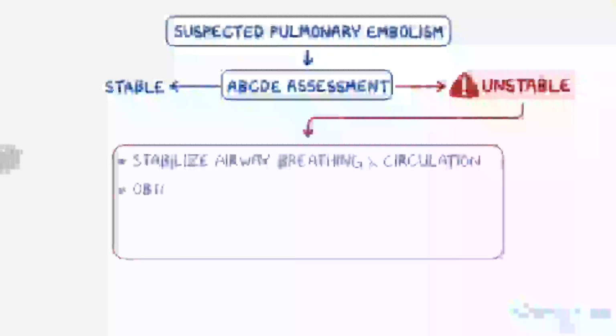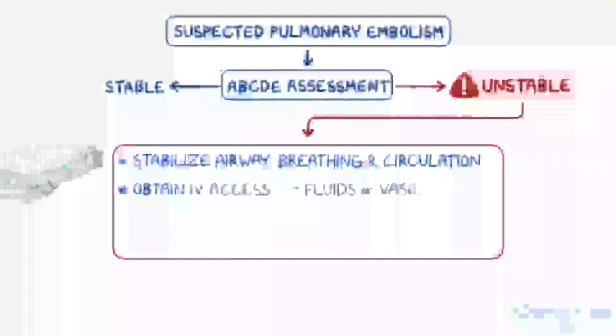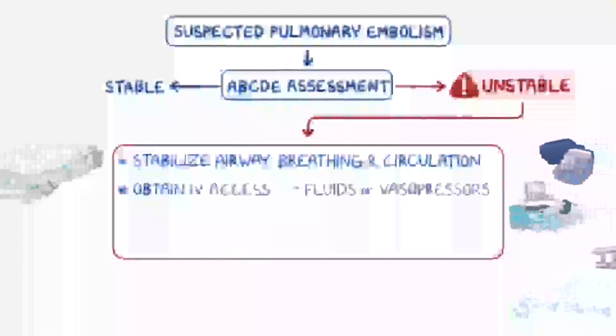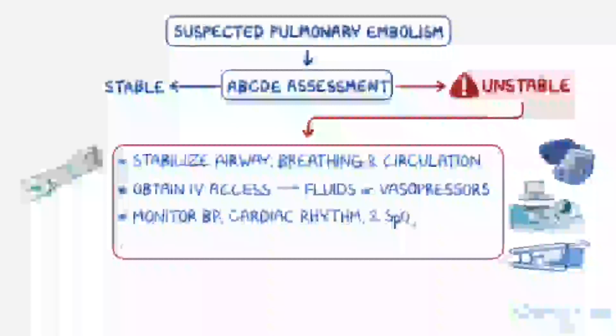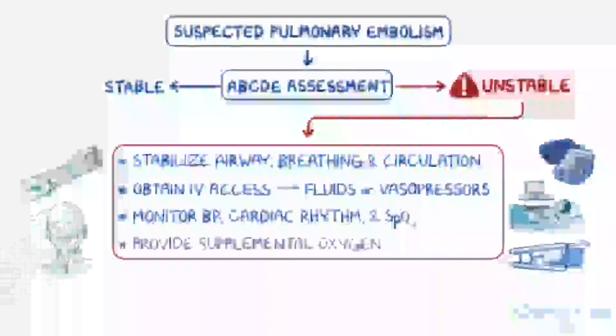You should establish intravenous access for fluids or vasopressors and attach an automatic blood pressure cuff, chest leads, and digital pulse oximeter to monitor blood pressure, cardiac rhythm, and oxygen saturation. Additionally, provide supplemental oxygen to maintain the oxygen saturation above 90%.